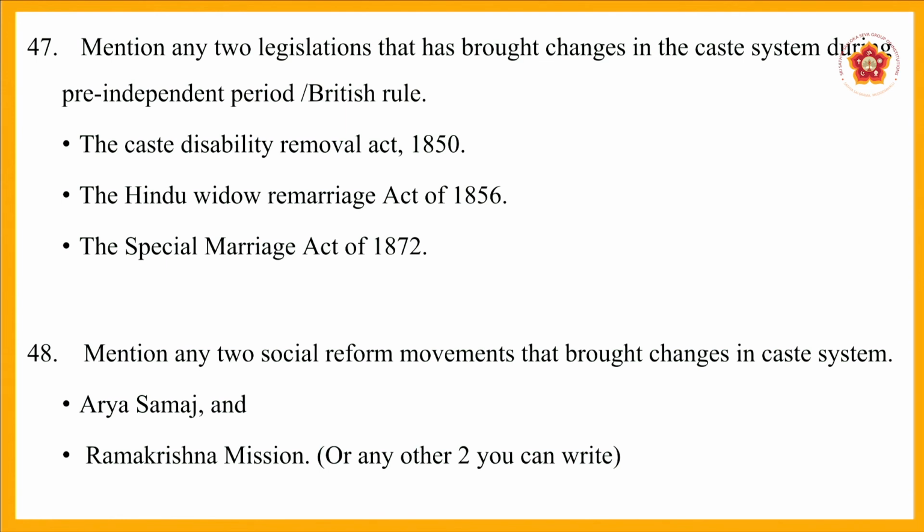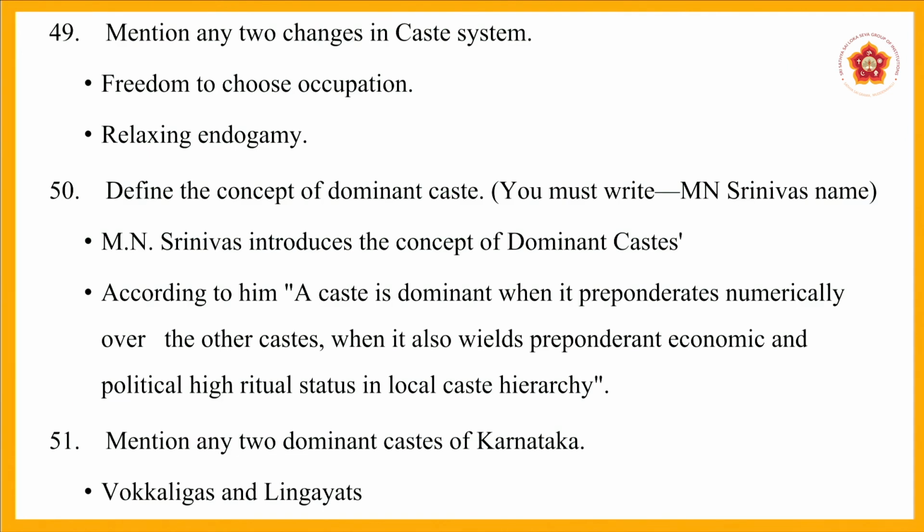Mention any 2 social reform movements that brought changes in the caste system. So, Arya Samaj, Ramakrishna Mission, any other 2 you can mention. Mention any 2 changes in the caste system that have come after the independence. So, here you can mention freedom to choose occupation and relaxing endogamy. We had taken some examples also that endogamy is not so rigidly practiced nowadays as it was practiced earlier.